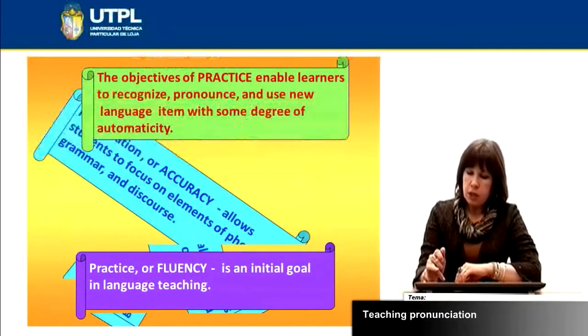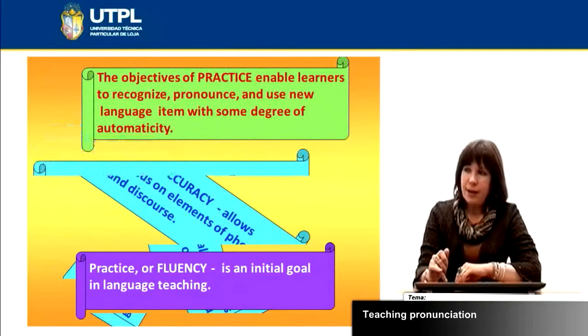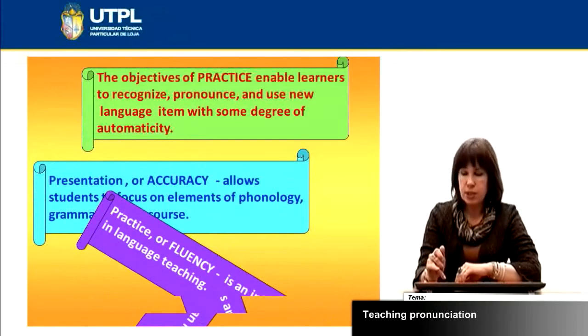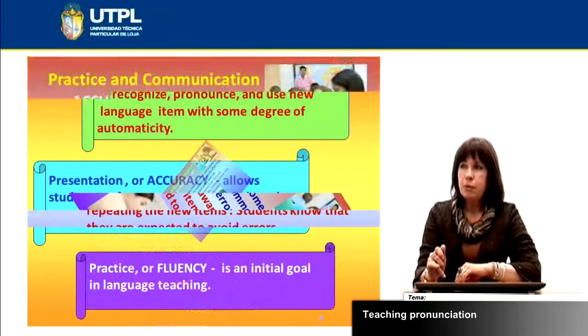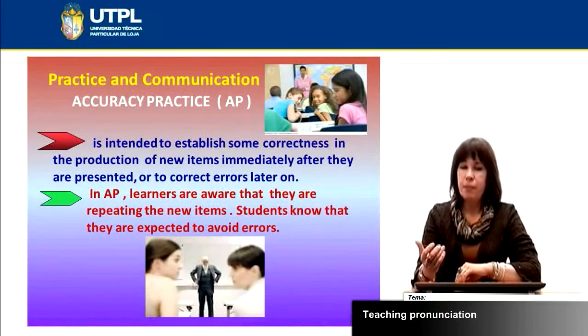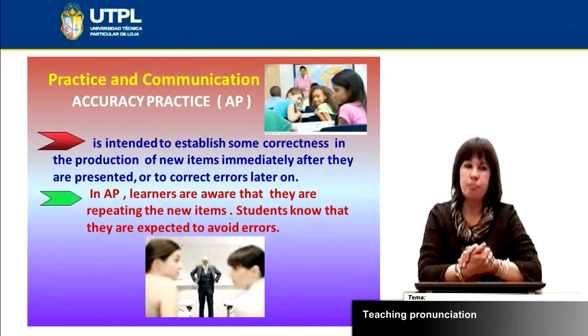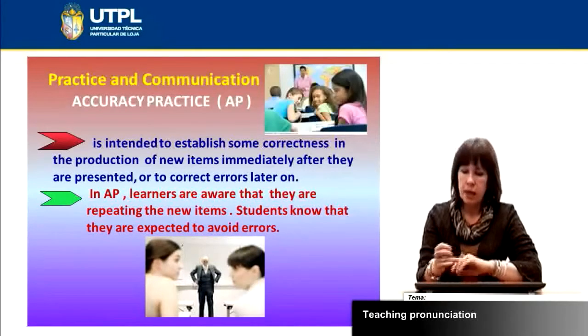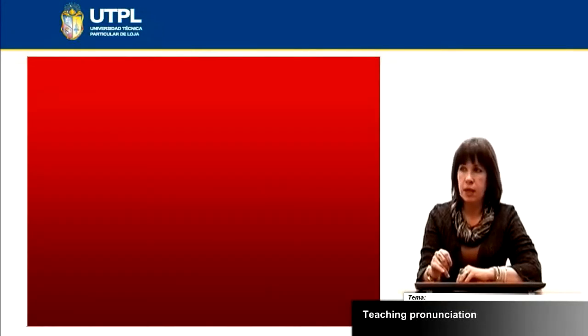Well, and fluency, well, it's the initial goal of all language teaching. We want our students to be fluent. Well, but we also want them to be correct in production of language. So like a summary, I want to emphasize that in accuracy, learners should know that they are repeating new items, and students need to know that they are expected to avoid mistakes.